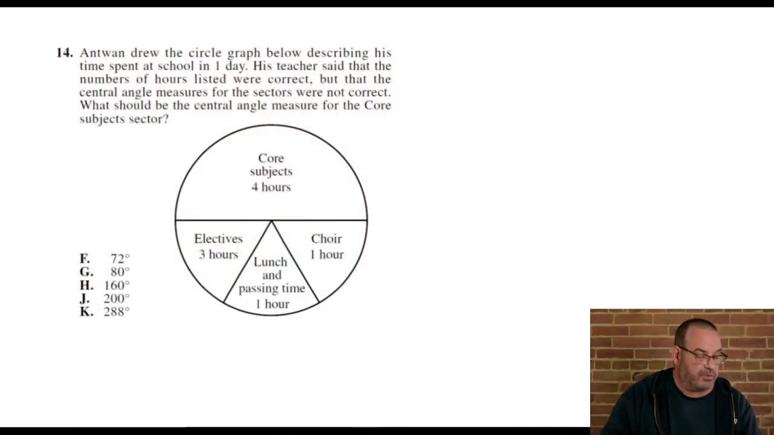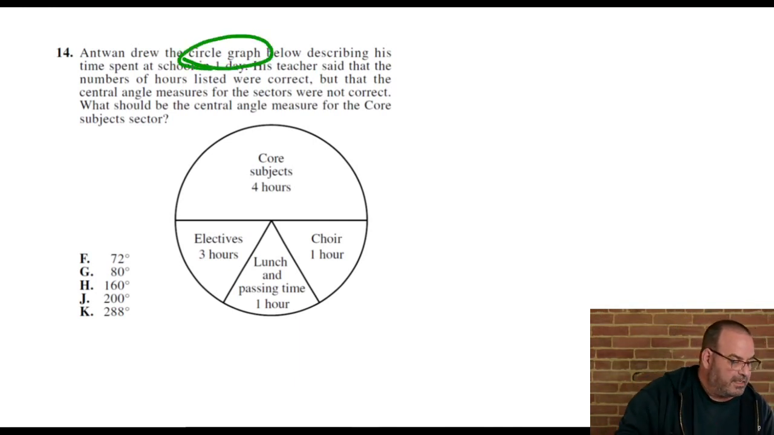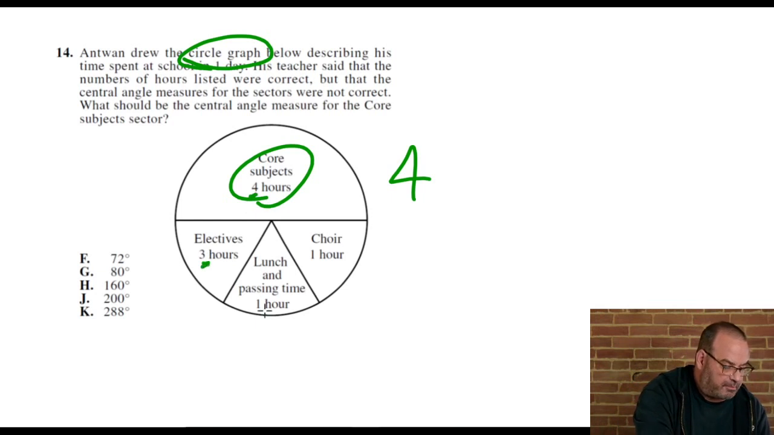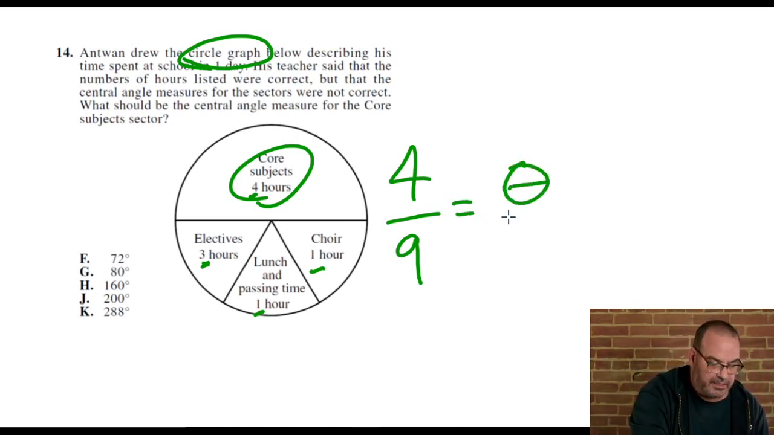The ACT loves circle graphs. They love circle graphs. And it says Antoine drew the circle graph below, describing his time spent at school for one day. His teacher said that the number of hours listed were correct, but the central angle measures for the sector was not correct. What should be the central angle for the core subjects? The core subjects is 4, and then we have 4 plus 3 plus 1, which gives me 9. 4/9 is equal to, this is one where theta is the unknown, theta over 360.